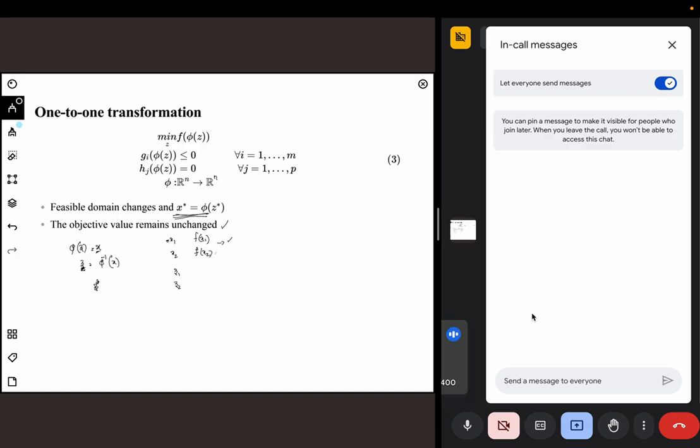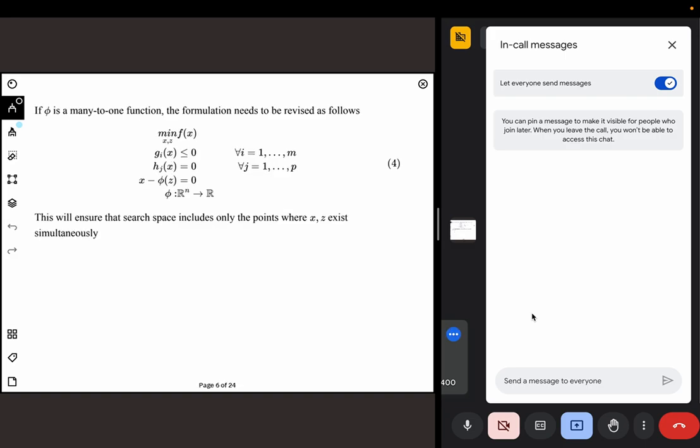Now you can have some functions which do not have an inverse, like a many-to-one function. In those scenarios, we have to ensure that this relation always holds. So we put one more additional variable and one more additional constraint. Instead of searching just over x, we search over x and z, and we also add an extra constraint. All of this is the same way of saying that you have to satisfy the constraint gi of x less than or equal to 0, you have to satisfy hj of x equal to 0, and you have to minimize f of x.